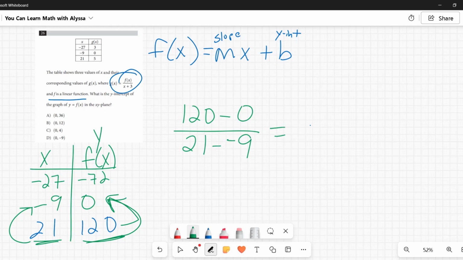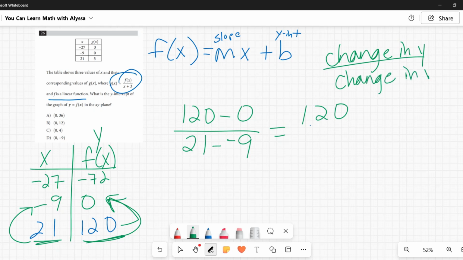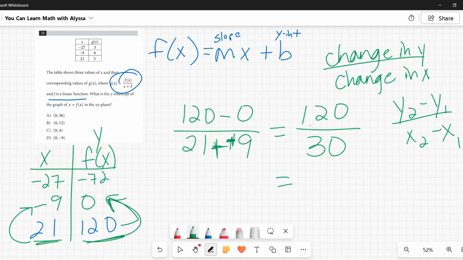All right. So 120 minus 0 is 120. Again, I didn't write this out, but here it is in written form. Change in y over change in x is the formula. It can also be written as y2 minus y1 over x2 minus x1. It's just saying find an ordered pair and then subtract them. But make sure that this is the one ordered pair and this is the other ordered pair. It can't be that's an ordered pair and that's an ordered pair. That doesn't work. But any other ordered pairs will work in this scenario. Okay, so back to our 21 minus a negative 9, which is the same as plus a positive, so that is 30. So 120 divided by 30 is 4.